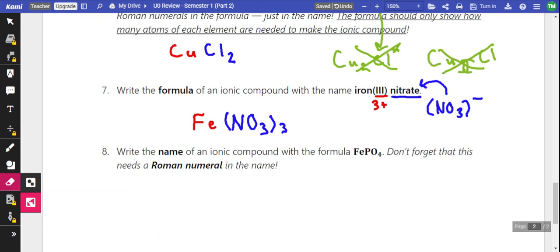Okay. The last example I won't do fully, but I'll give you the first bit of it, so you have a place to work on from. So in this case, write the name of this formula, FePO4. Well, okay, it's an ionic compound. They tell us that, so we're going to be canceling charges.